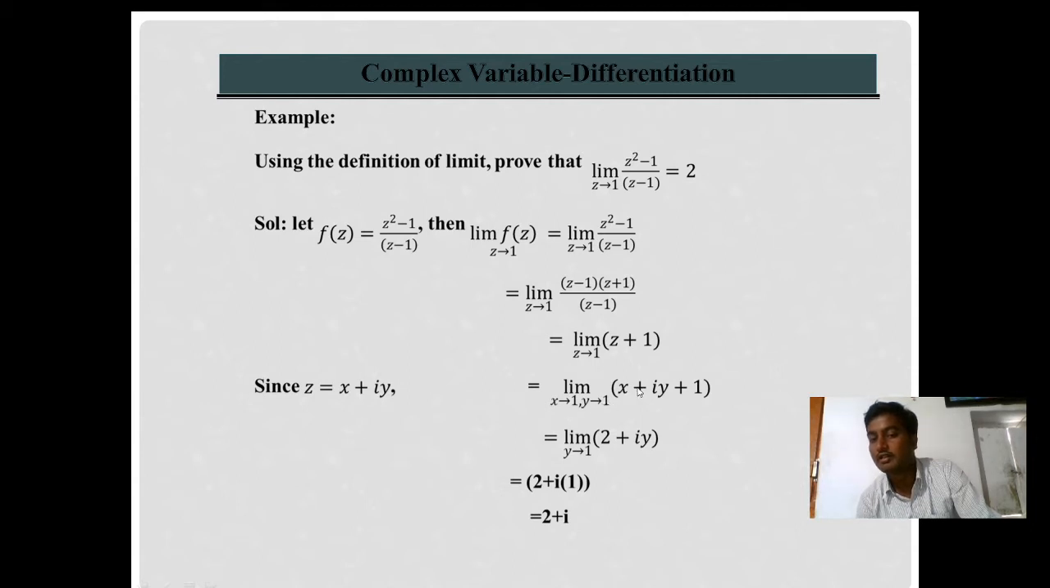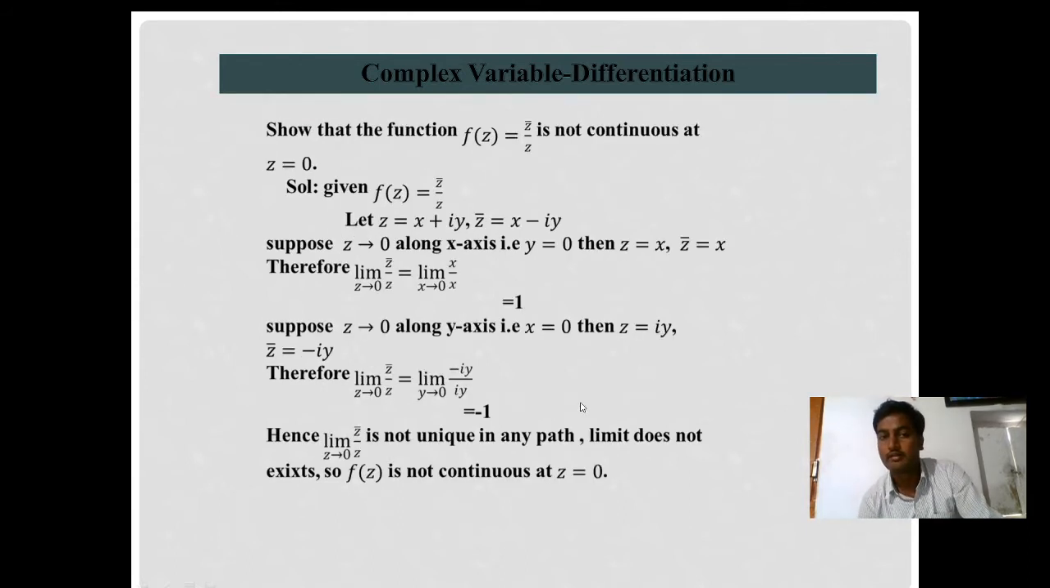So when x tends to 1, 1 plus iy plus 1. So it is 2 plus iy, right? Then you have to substitute y tends to 1. So then it is 2 plus i into 1. It is 2 plus i. So this is the path when x tends to 1, then y tends to 1, right?